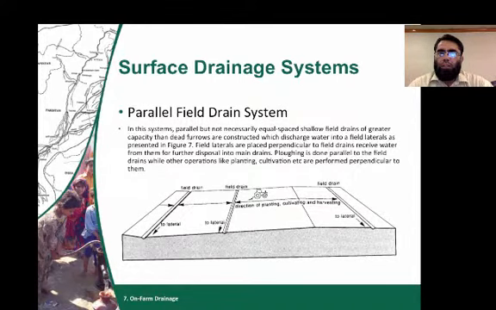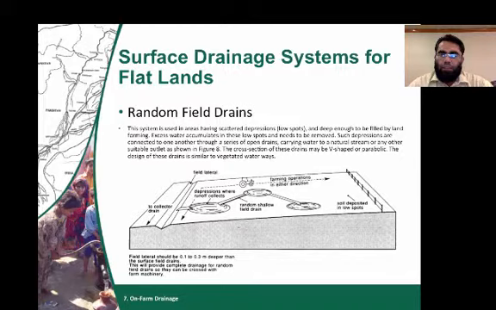And these field laterals are placed perpendicular to the field drains, and they receive water from them for further disposal into the main drain. And in this method, plowing is done parallel to the field drains, while other operations such as planting and cultivation are performed perpendicular to the field drains.